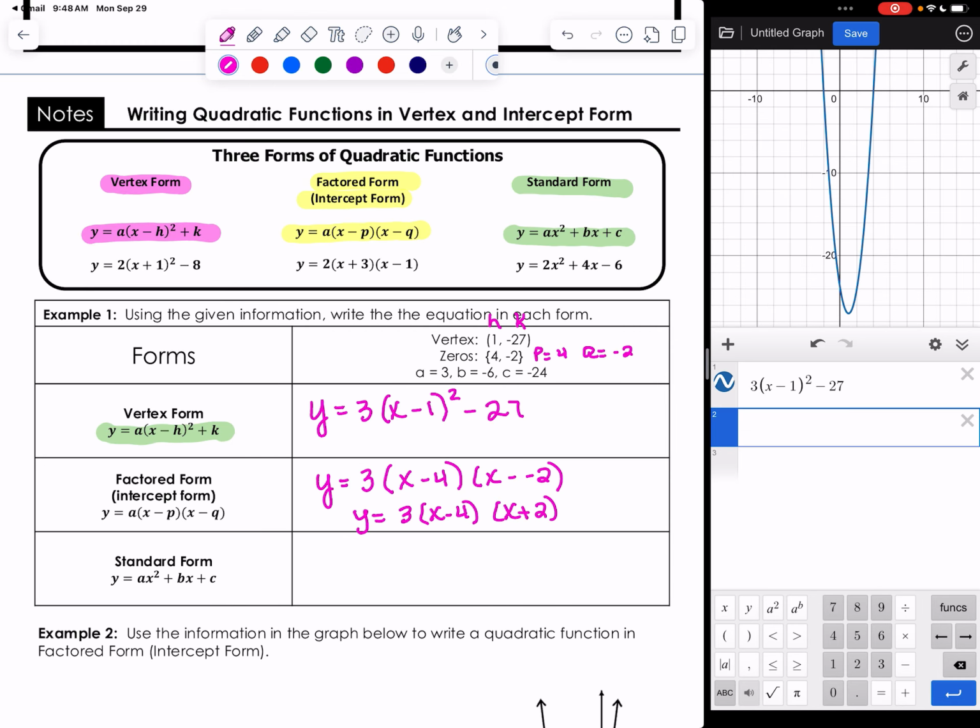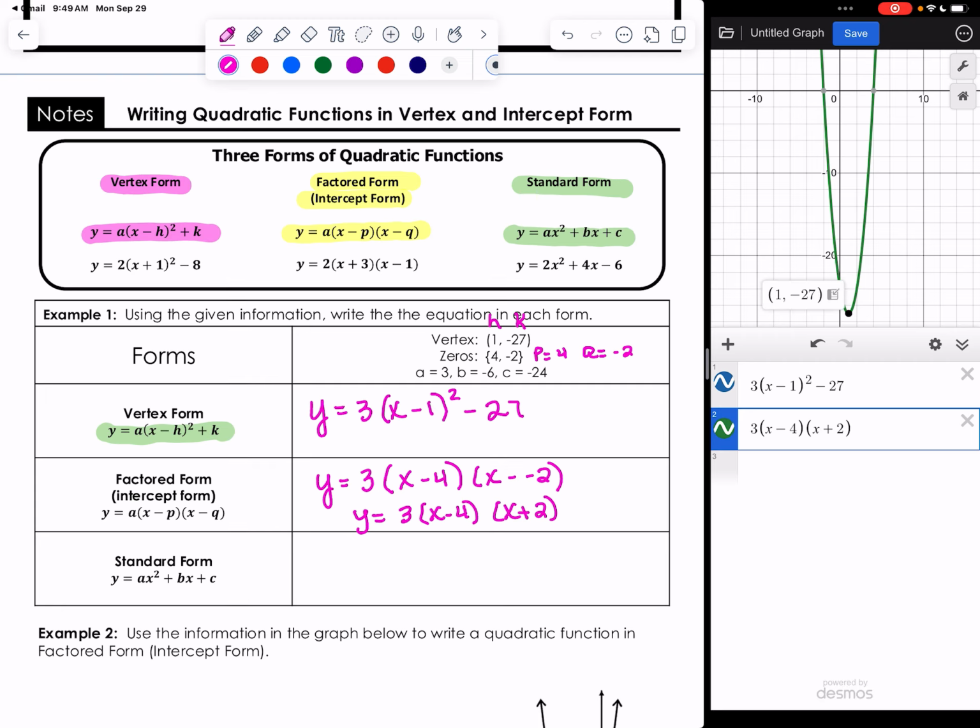And then let's look at the sketch of that graph. 3 times (x minus 4) times (x plus 2). And notice that it landed right on top of our original function. That's because this is just a different way of writing an equation for the same parabola. Let me just show you.